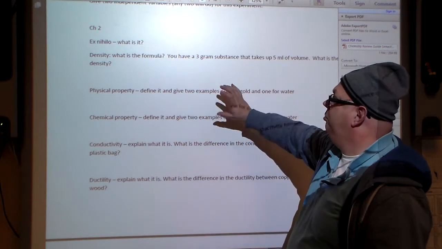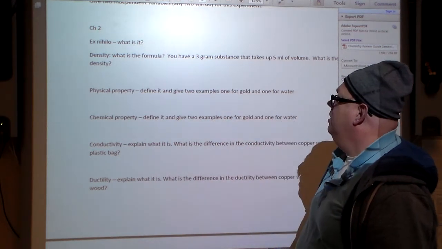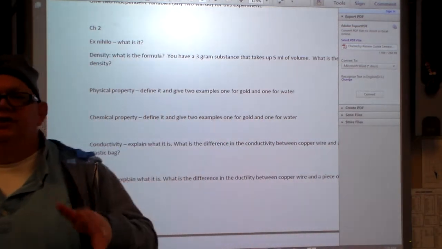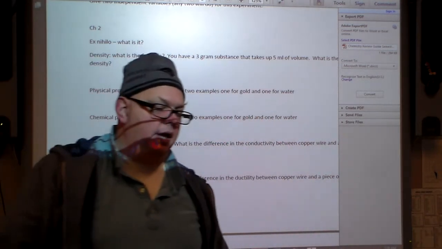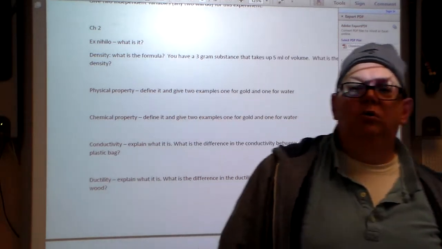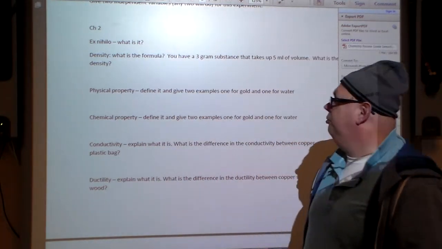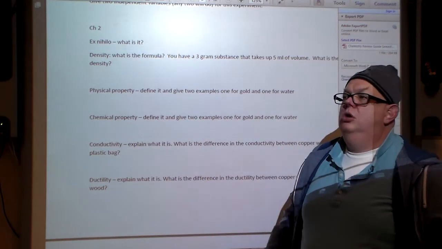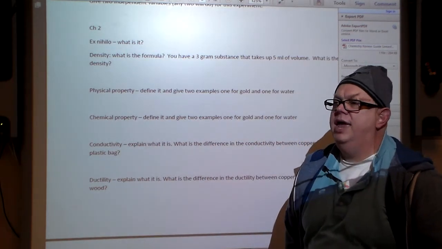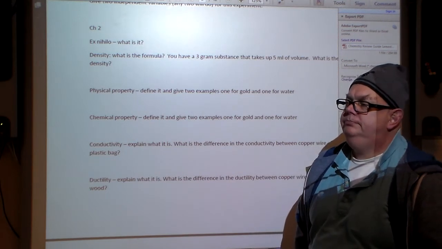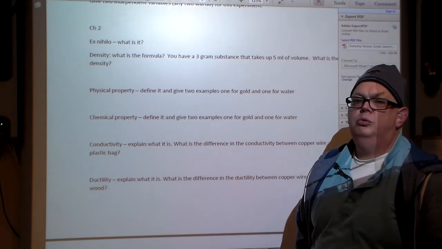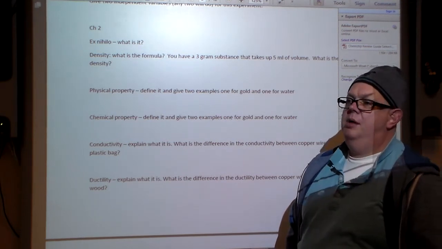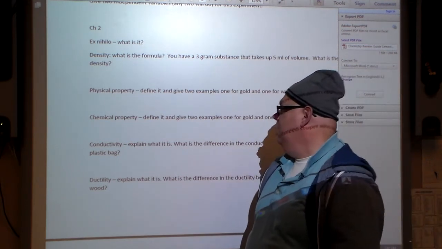Density, we talked about chemical property, physical property. Okay, so if you think about it, physical property is something that's affecting the physical aspect of water. Like water is clear, gold is yellow. Those are physical properties. Chemical property would be something where you're looking at how it affects, okay? Gold will dissolve in acid. That's an example of a chemical property, okay?